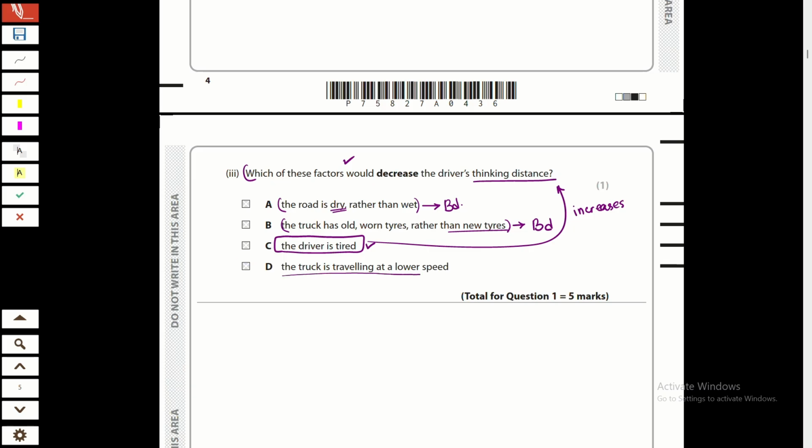The truck is traveling at a lower speed. Now we know that speed affects the braking distance. Speed also affects the thinking distance. Speed is basically a factor that affects both thinking distance and braking distance. So if the truck is traveling at a lower speed, our thinking distance would be smaller. And if it is moving at a higher speed, the thinking distance would be larger. All right, so the answer to this question would be option D. Yeah, so that was it. That's the solution for question number 1. I hope you have understood and have got no doubts in this question.